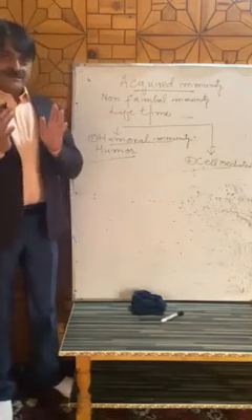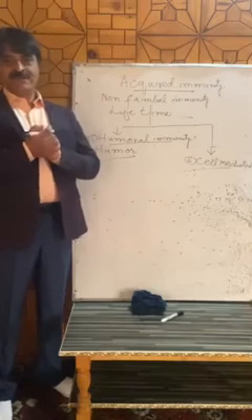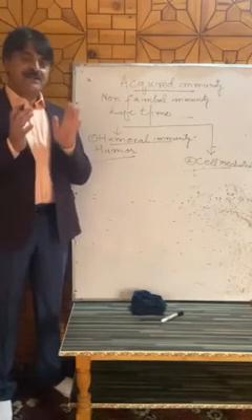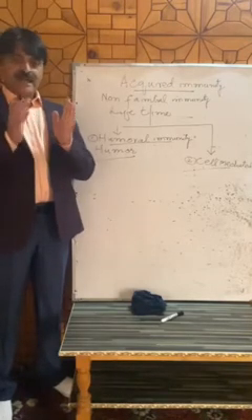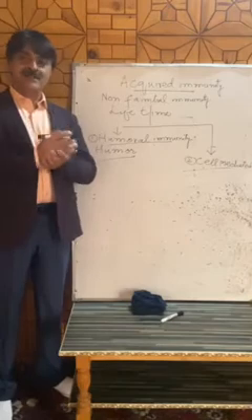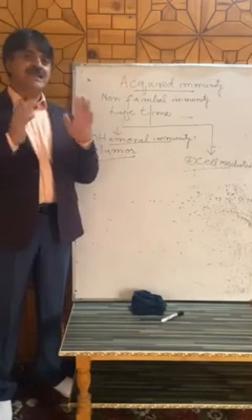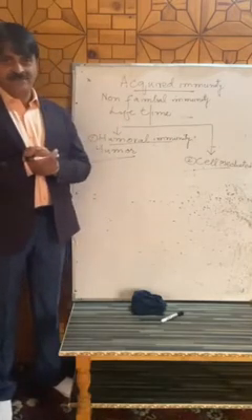Now students, we have talked about the first component of the immune system that we called innate immunity. Innate immunity is the type of immunity that is present by birth, and innate immunity is non-specific. Non-specific means it acts against almost any kind of pathogen, any kind of foreign invasion.